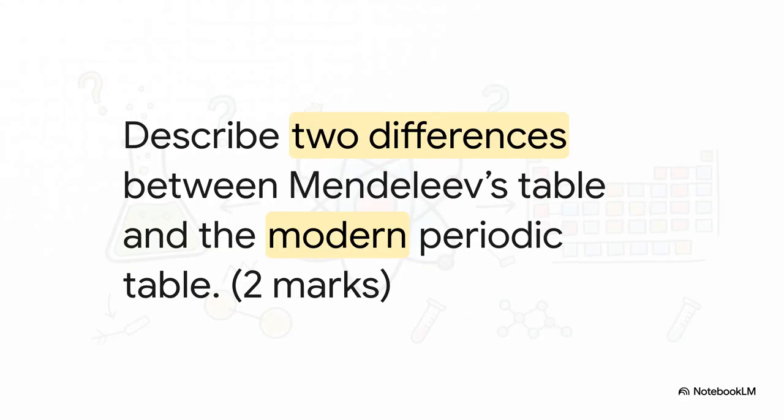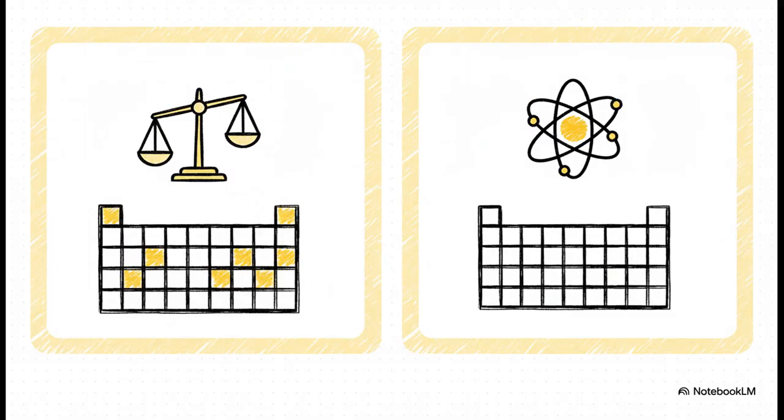All right, we're back to a theory question. Let's run the system. Command word, describe. Keywords, 2 differences. And it's for 2 marks. I mean, the instructions could not be clearer. We need to state 2 distinct points of comparison between the 2 tables. A quick list or a little table is a perfect way to answer this. And here are 2 perfect examples.